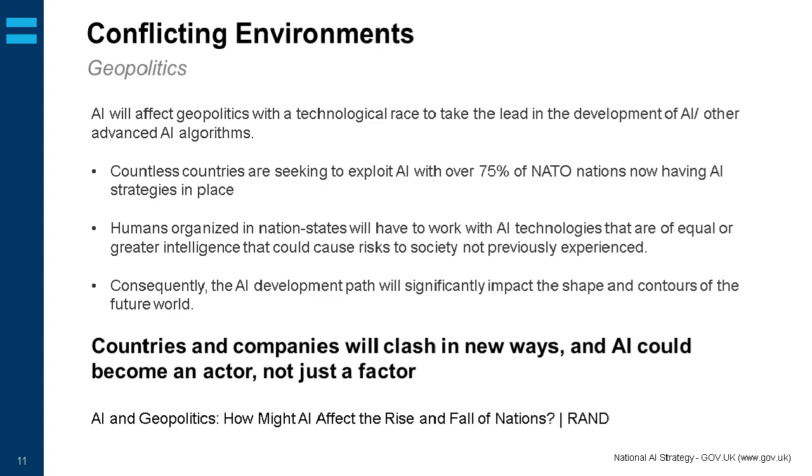We also see this because lots of different countries are seeking to exploit AI, with 75% of NATO nations having AI strategies in place. So it's not even just seeing things and observing them, but we know that this is needed because all of these nations have these strategies in place. Now, the problem is that we, as nation states, have to work with AI technologies that are of equal or greater intelligence and that could cause risk to society.